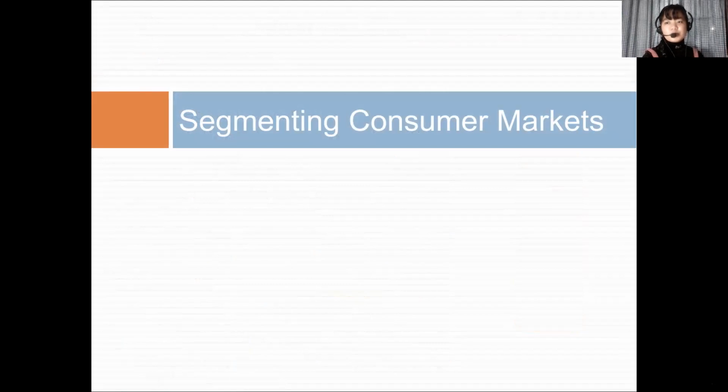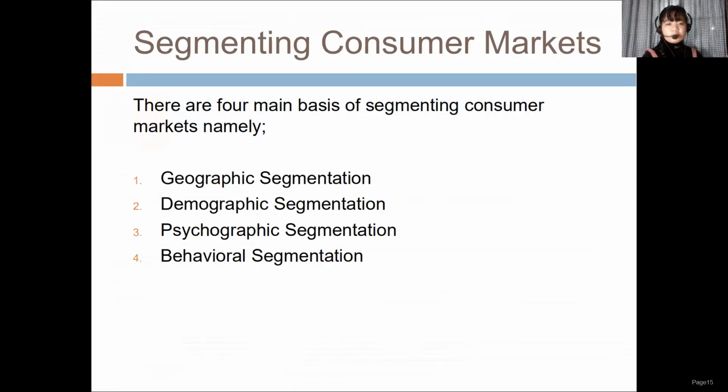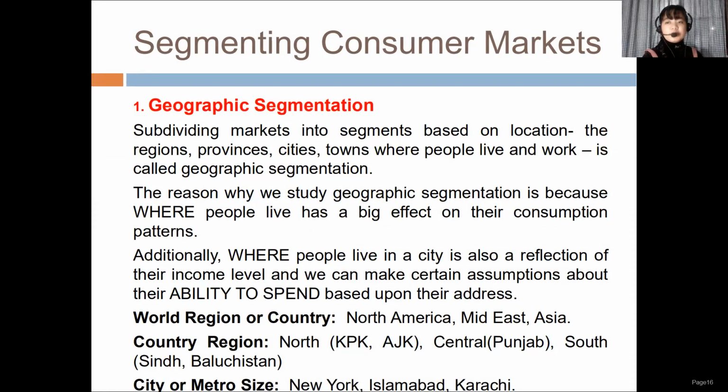Okay, segmenting consumer markets. There are four main bases of segmenting consumer markets: geographic segmentation, demographic, psychographic, and behavioral segmentation. I did mention last Tuesday that when you talk about geographic segmentation, you divide them according to their location, where people live and work. For example, you divide them according to country, city, or region.